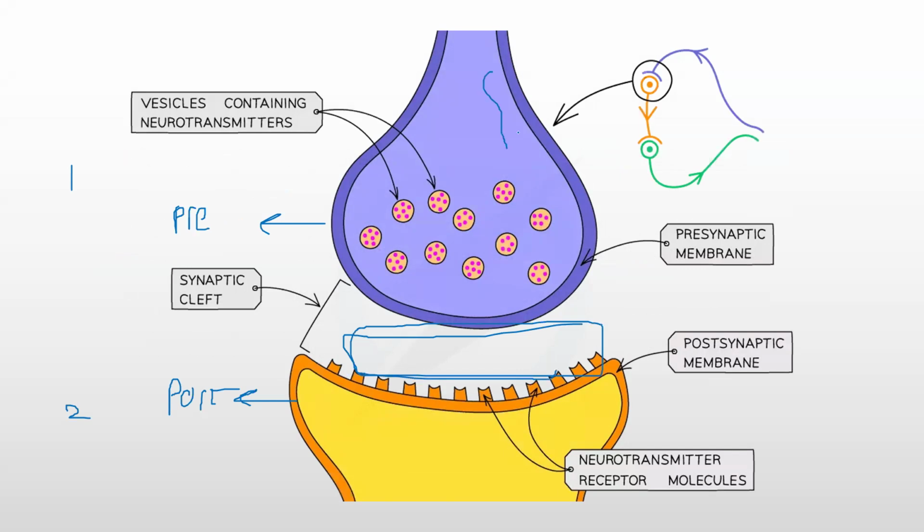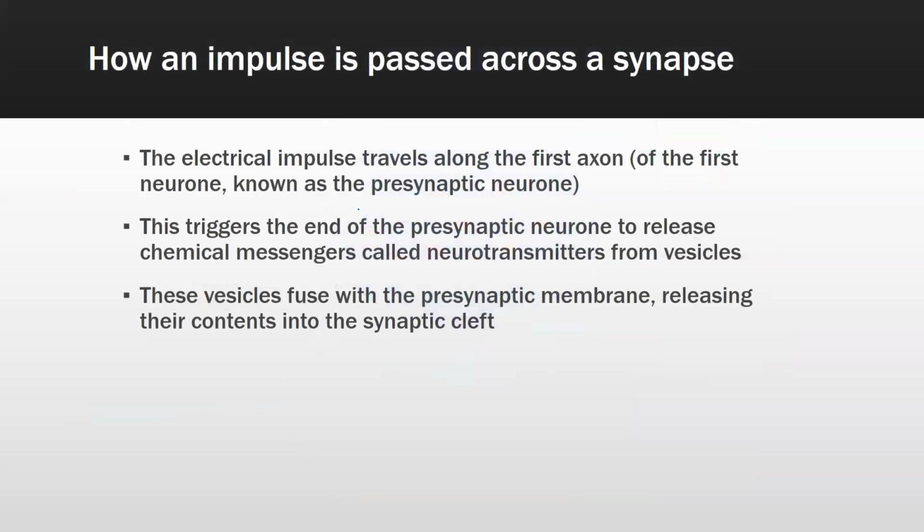Now the electrical signals that were coming are converted into these small neurotransmitters. These neurotransmitters are then carried over here and stick onto the receptor molecules, which are complementary to each of these neurotransmitters. The electrical impulse travels along the first axon of the neuron. What is an axon? This part of the neuron, this is known as the axon part of a neuron.